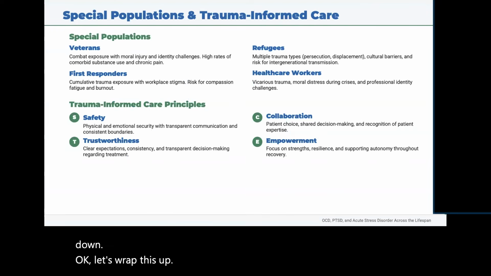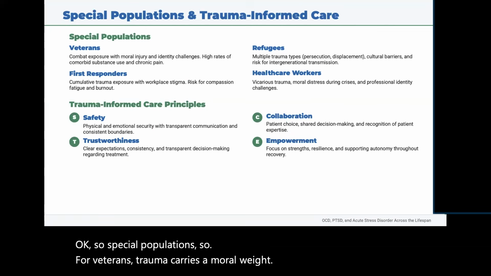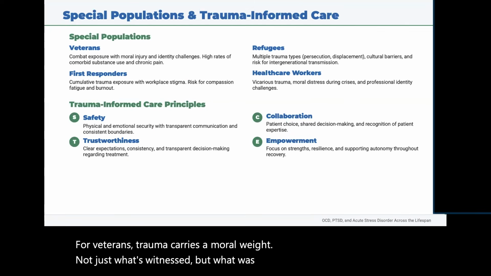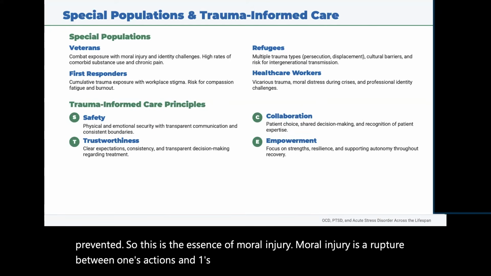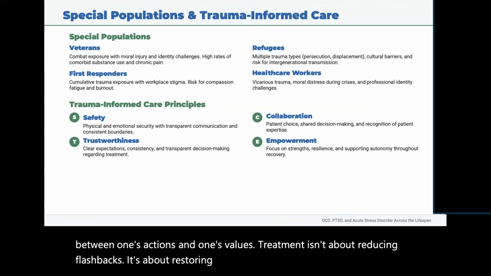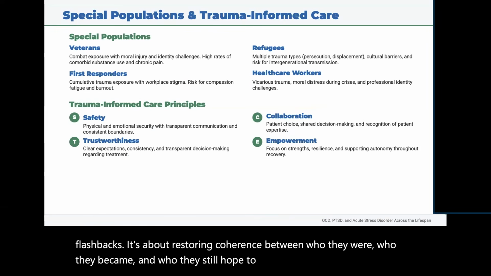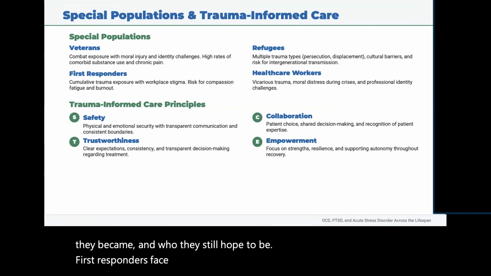Okay, so special populations. For veterans, trauma carries a moral weight, not just what's witnessed, but what was done or what couldn't have been prevented. This is the essence of moral injury. Moral injury is a rupture between one's actions and one's values. Treatment isn't about reducing flashbacks, it's about restoring coherence between who they were, who they became, and who they still hope to be. First responders face this cumulative trauma effect, death by 1,000 exposures.